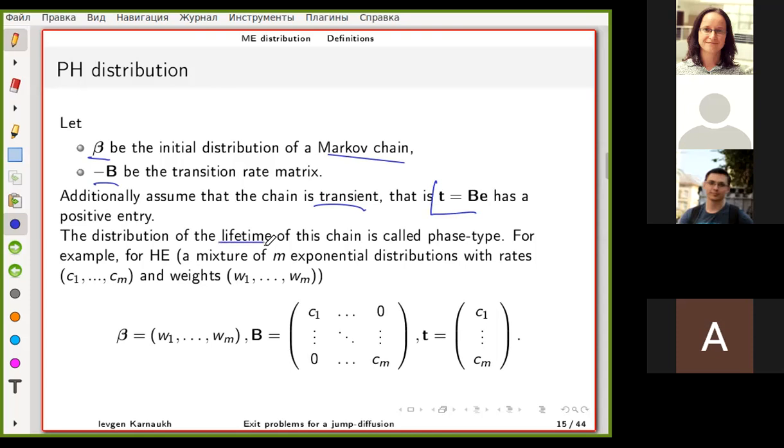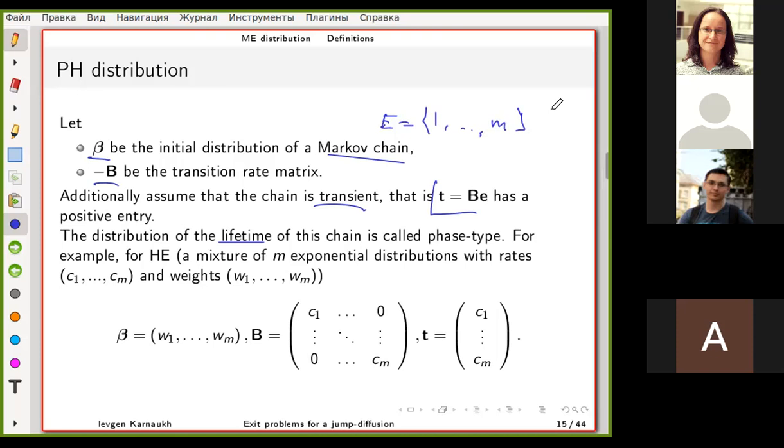Evgeny, let me ask you, are you supposing here that beta is finite? Yes. So our Markov chain is living in a finite set. Yes, we have states. This is the order. Yes.